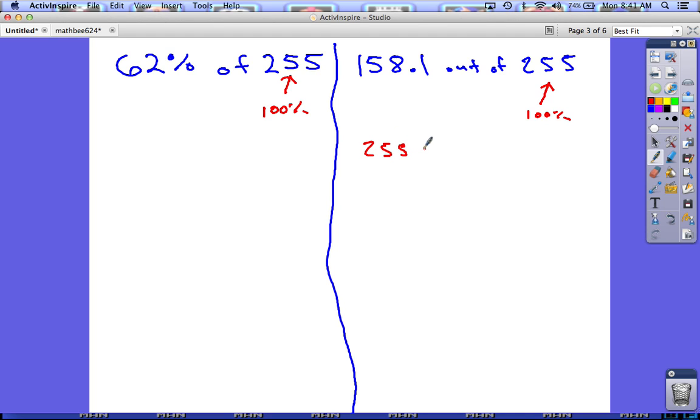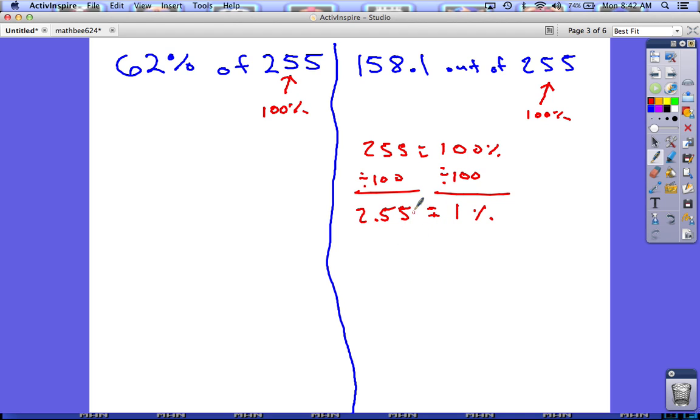255 is my 100%. So I'm going to go right away and I'm going to divide by 100 and figure out what 1% is. Divide by 100. 1%. Over here, I'm going to do the same thing. Divide by 100. And that's going to be 2.55. Hopefully you see a pattern with dividing by tens and dividing by hundreds, where dividing by tens, you're just moving the decimal point over one spot. Dividing by 100, you're moving it over two spots. So now I've got 2.55 is 1%.